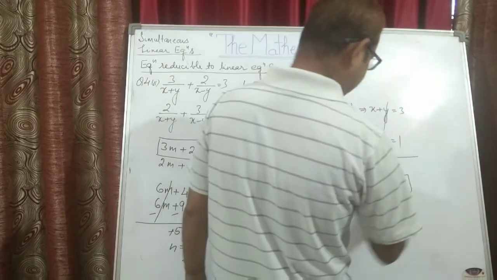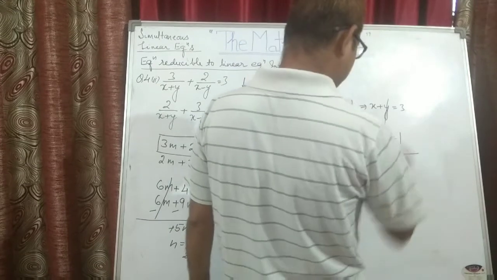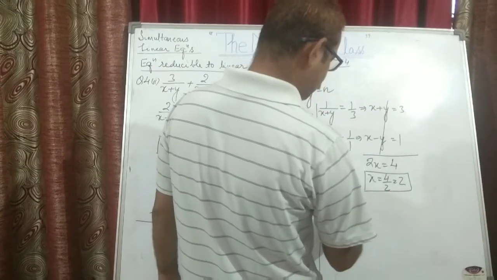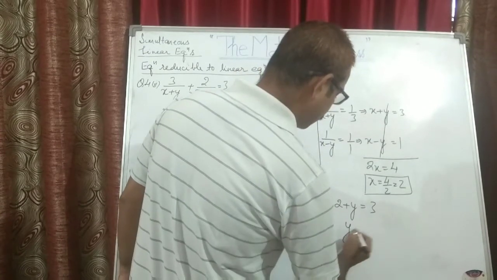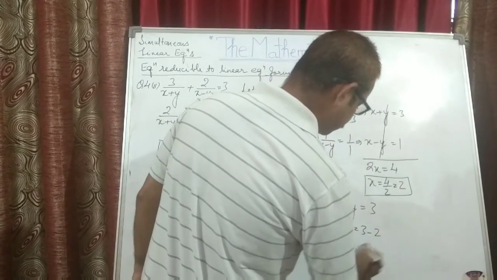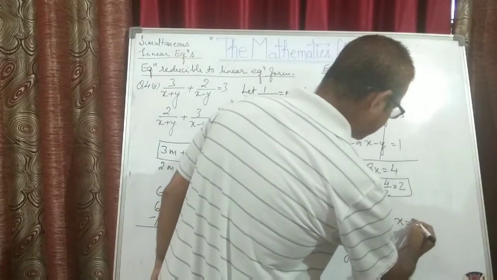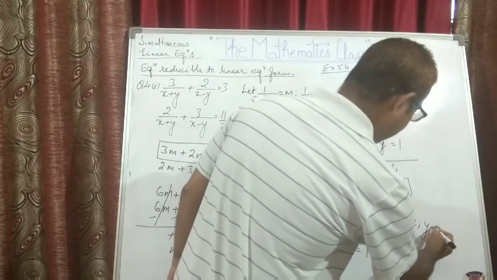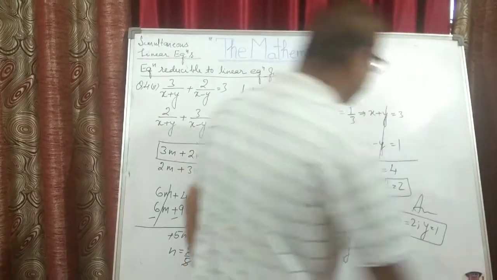Substitute the value of x as 2 in any of these equations, either this one or this one. So I am writing it in the first one. x plus y is equal to 3, so y is equal to 3 minus 2, that is 1. So we got the value of x as 2 and y as 1. This is the final value.